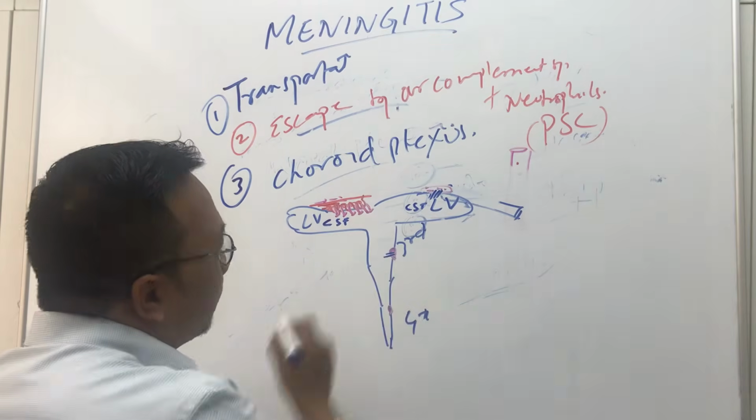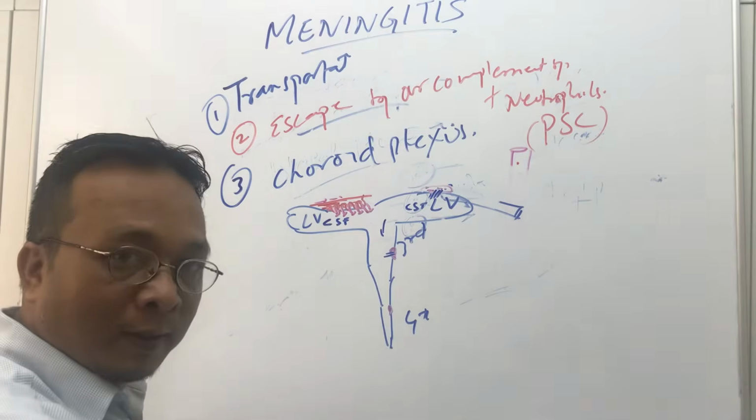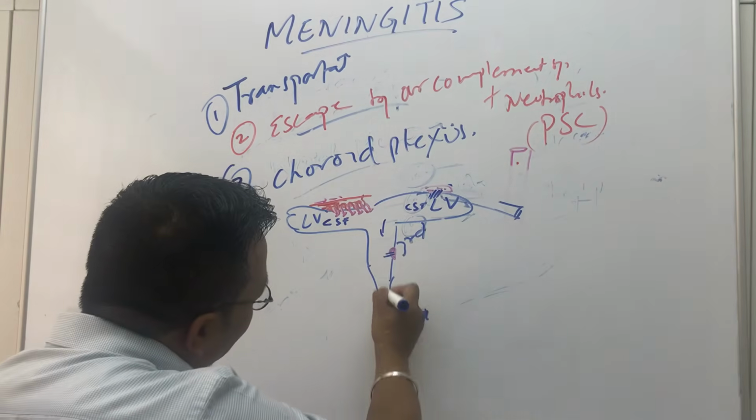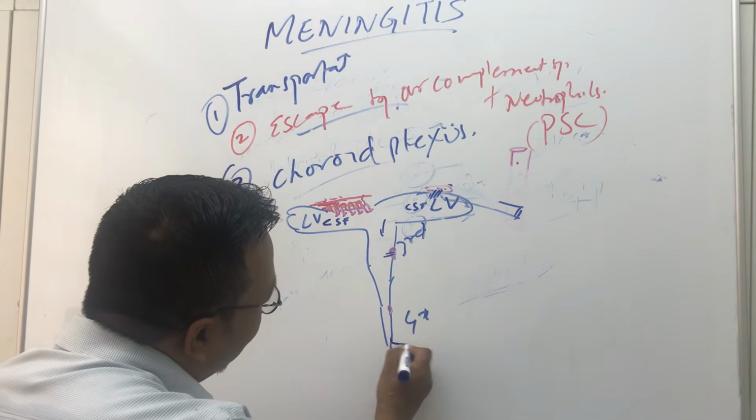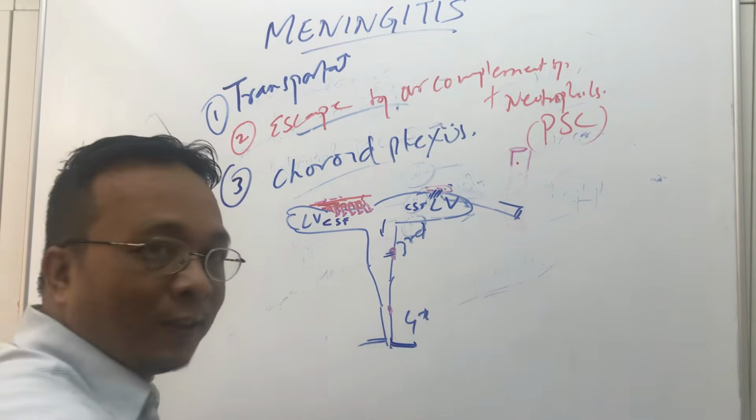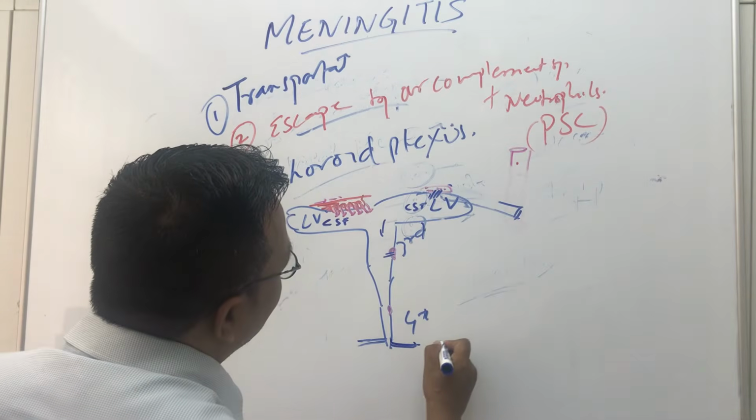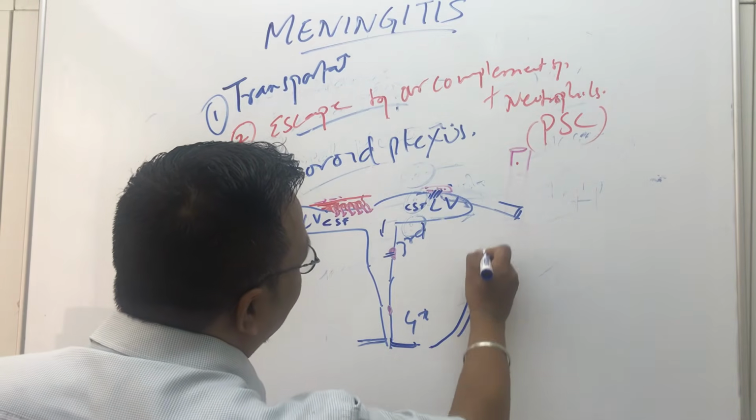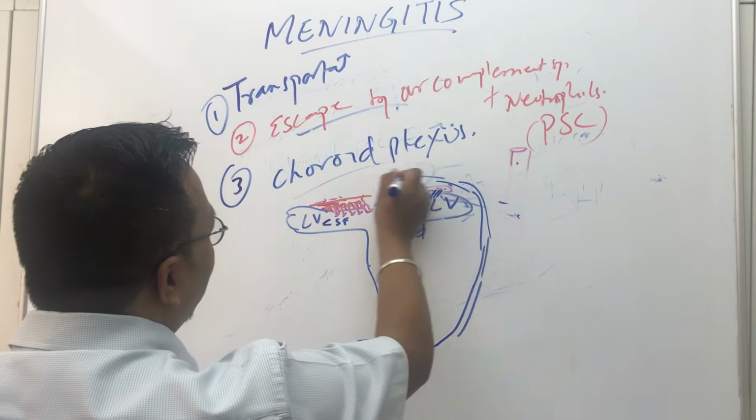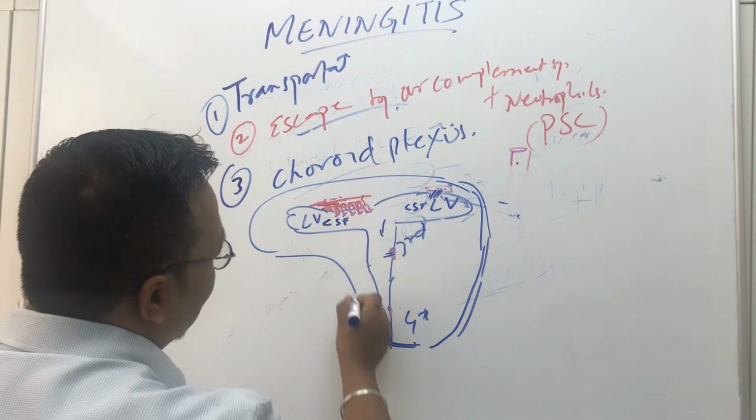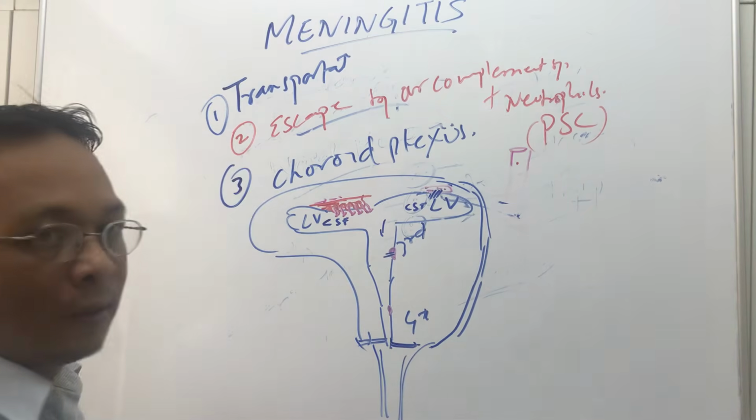So CSF comes from both the lateral ventricles and goes to the third ventricle through the interventricular foramen. From the third ventricle it goes to the fourth ventricle through the cerebral aqueduct, and from the fourth ventricle it exits to the central canal and the foramens. It makes a round here, goes to the subarachnoid space, and to the central canal of the spinal cord.